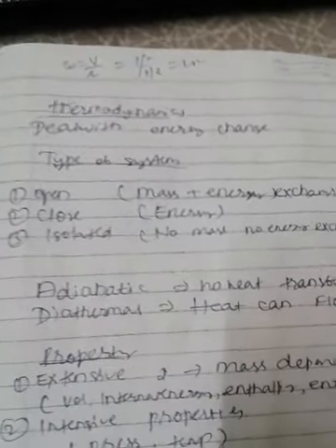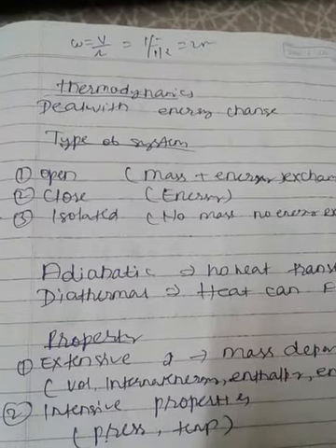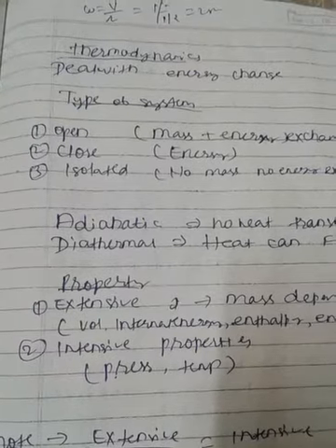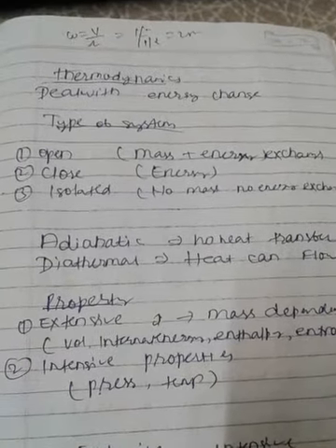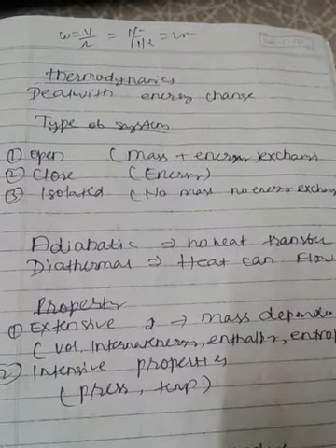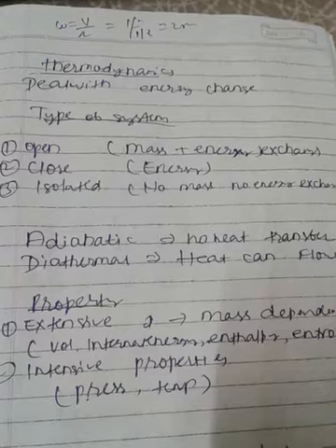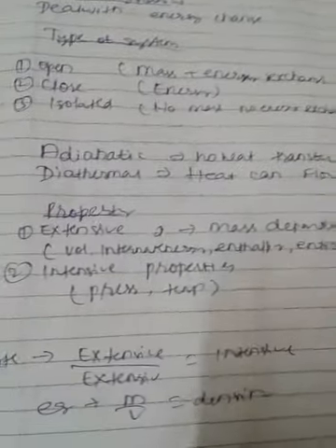Okay, let's start with thermodynamics. It basically deals with energy change involved in the process. There are three types of system. First one is open, second one is closed, and third one is isolated. Open means in which exchange of mass and energy is permitted, while closed means in which only energy exchange is possible. And in isolated, neither mass nor energy exchange is possible.